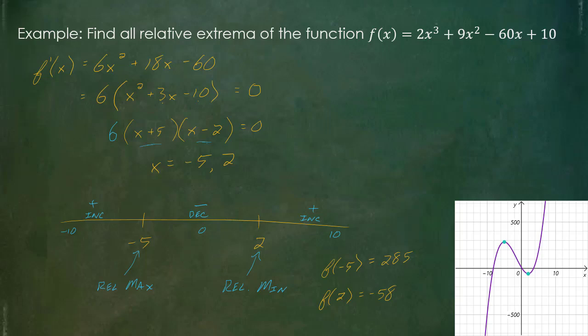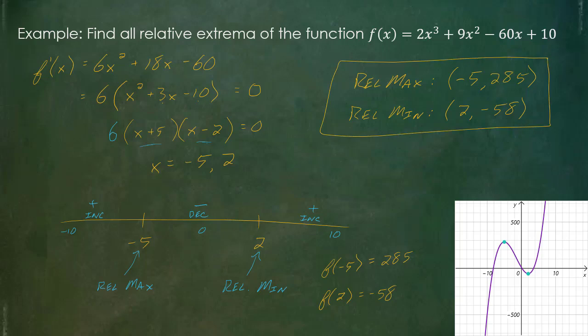So I can then, at the end here, go ahead and identify what those points were. Well, we had a relative max that we've identified because of the switch from increasing to decreasing. That must be at that negative 5, comma 285. And then we have our relative min, or minimum. That would be at that point 2, comma negative 58. And as you can see, I included at least a little picture of the graph here so we can look at what the location is.